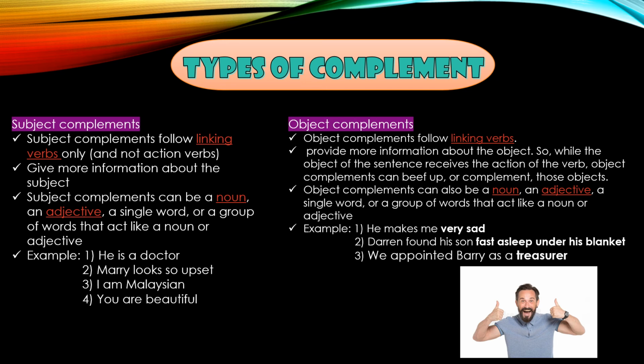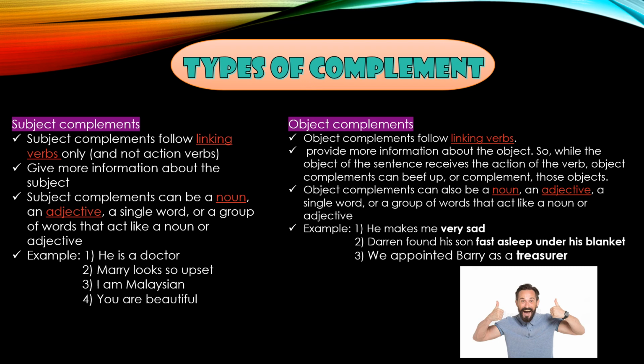So we look at the example here. He makes me very sad. So what is the object here? The object is me. He makes me. Me is the object. The complement is very sad, which gives more information about the object, which is me. Very sad is the complement. Second sentence. Darren found his son fast asleep under his blanket. Darren is the subject. Found is the verb. His son is the object. The complement is fast asleep under his blanket, which gives more information about his son.